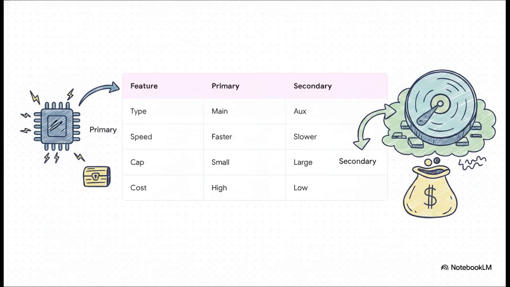For primary versus secondary memory, the contrast is just as clear. Primary is main, secondary is auxiliary. Primary is faster, secondary is slower. Primary has a smaller capacity, secondary is much larger. Primary is costlier, secondary is cheaper, and primary has direct CPU access, while secondary is indirect.